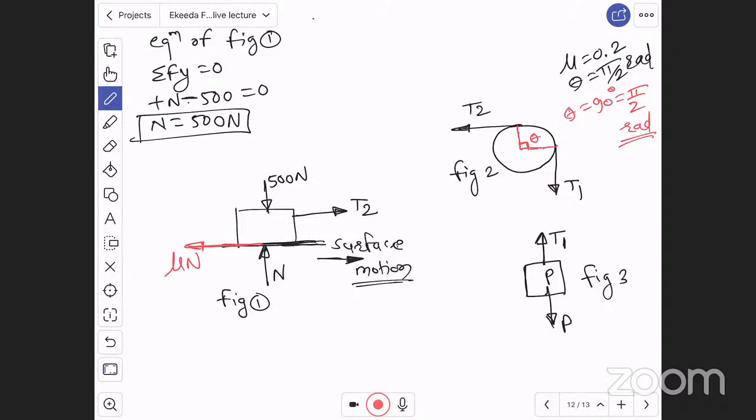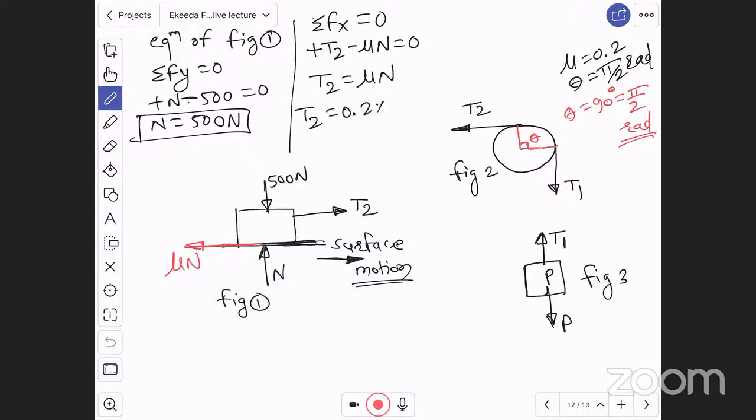Similarly, for figure 1, can I write summation of forces in the x direction is equal to 0 for equilibrium? In the x direction, towards right is positive, that is T2, and towards left is negative, that is mu N. Therefore, plus T2 minus mu N is equal to 0. Therefore, loose side tension T2 is equal to mu N. T2 is equal to 0.2 into 500, which is T2 equal to 100 Newton.